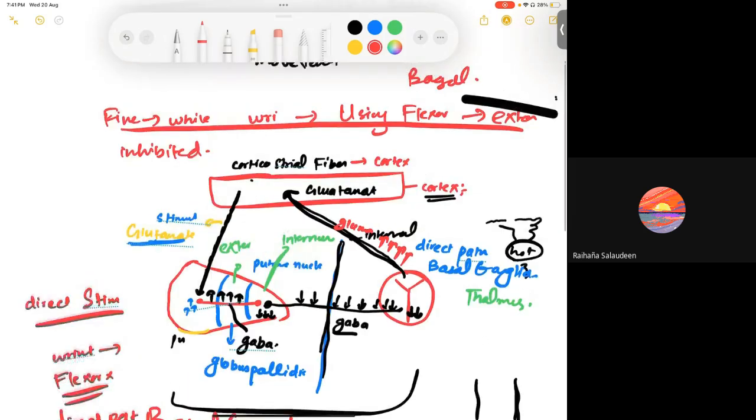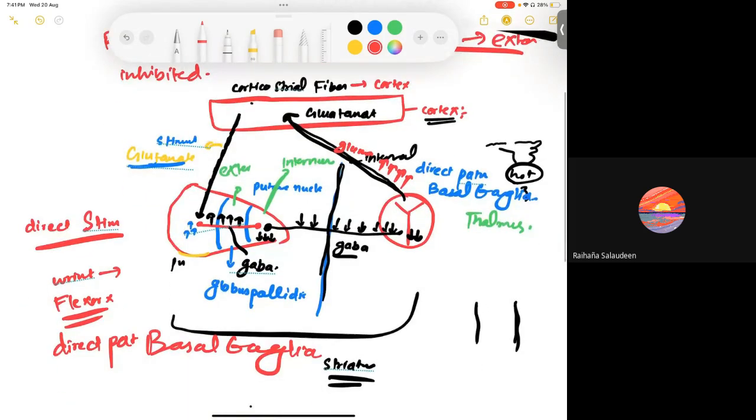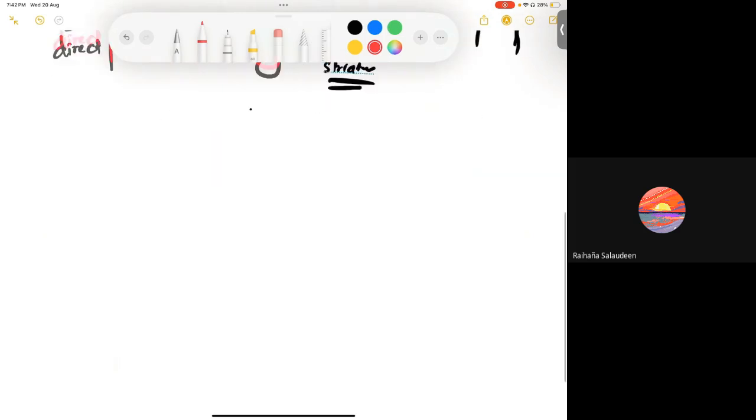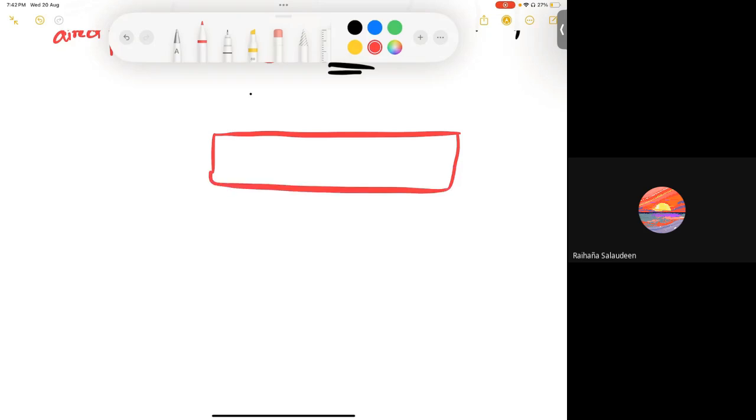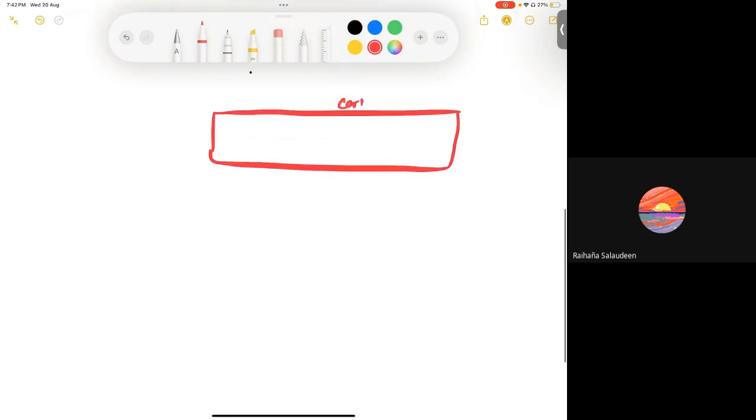Let me give you an overview again. We have two pathways, direct and indirect. The direct pathway in the end has a stimulatory effect on your cortex, leading to stimulation or action of the muscles, right? While the indirect pathway, let's discuss the indirect pathway again. So this is your cortex, cerebral cortex.